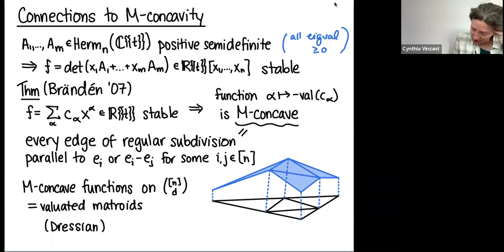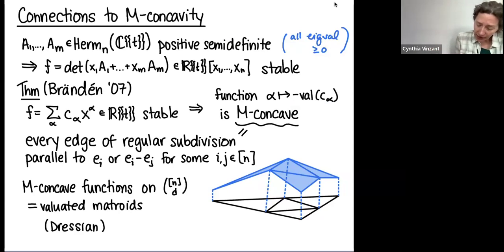So in particular, this means that if you look at all of the alphas that show up with non-zero coefficient, you raise them to these heights given by the negative valuation of the corresponding coefficients, and you take the upper hull. This induces a regular subdivision on the convex hull of all these exponent vectors.